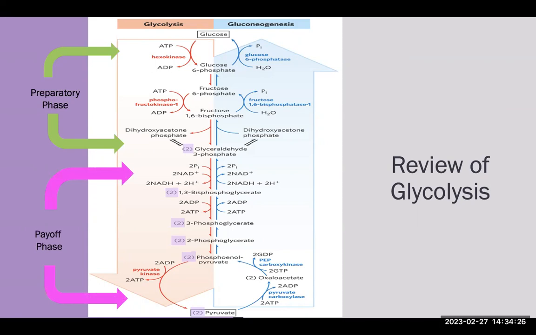The most important thing to take note of here is that at the end of the preparatory phase, there are actually two glyceraldehyde 3-phosphate molecules present. This is why you see two pyruvate being generated at the end of this pathway, because throughout the payoff phase, there are two molecules produced at the end of each individual step. So now that we've just done a basic general review, we'll look at where we left off last time.